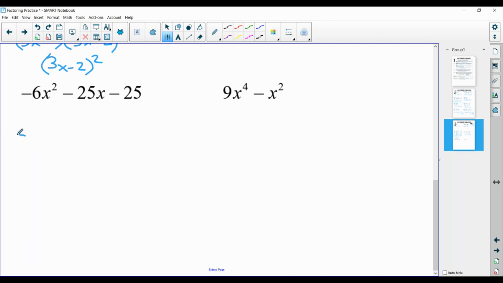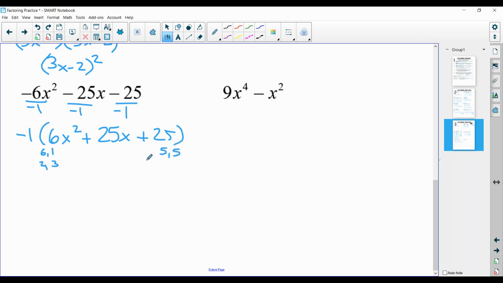And in this case, all I can pull out is a negative 1. And then I'm left with 6x squared plus 25x plus 25, because when I divide something by negative 1, my signs are going to change. So now I'm looking for factors of 6. So I've got 6 and 1 and 2 and 3. And factors of 25 are 5 and 5.